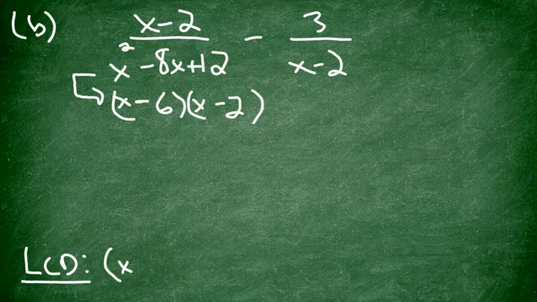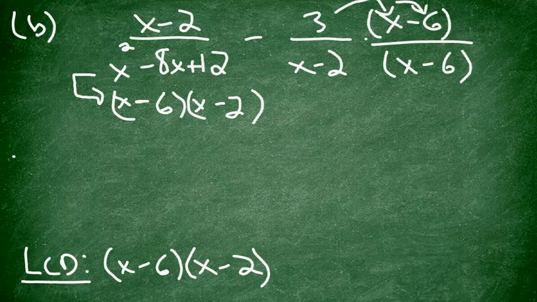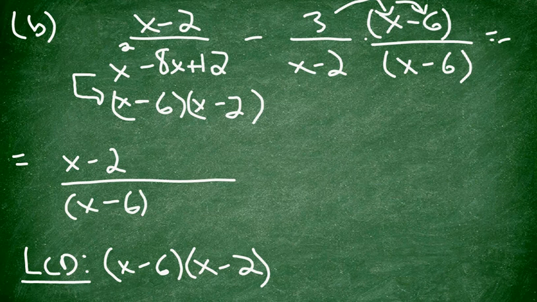So in all I have x minus 6, x minus 2 as my LCD, which means that this fraction here, I need to multiply by the missing x minus 6 over x minus 6, right? So I'm going to have to distribute that 3. So now I have x minus 2. And this time I am just going to go ahead and write the denominator once. That was the point of finding the LCD.